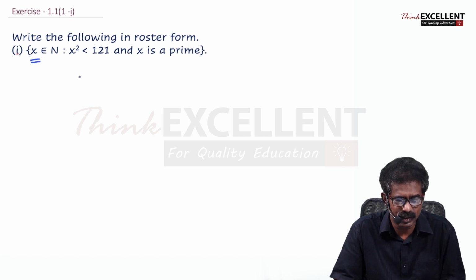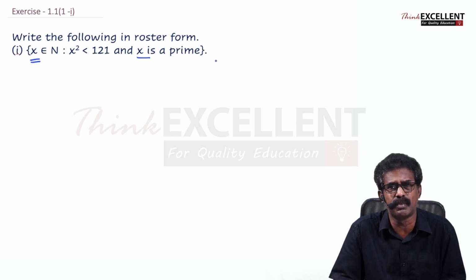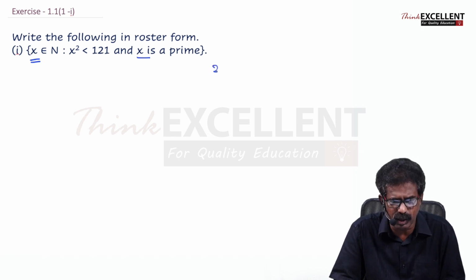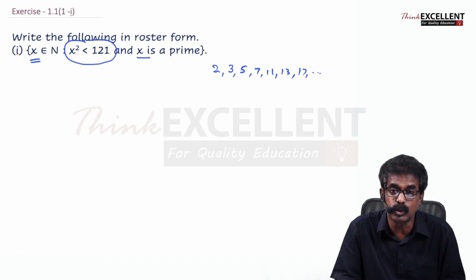Two conditions. x must be a natural number, first one. Then, x is a prime number also. You know which is the smallest prime number? 2 is the smallest prime number. Next prime number is 3. 2, 3, 5, 7, 11, 13, 17. It goes on, right? But there is a condition: when you square, it must be less than 121.